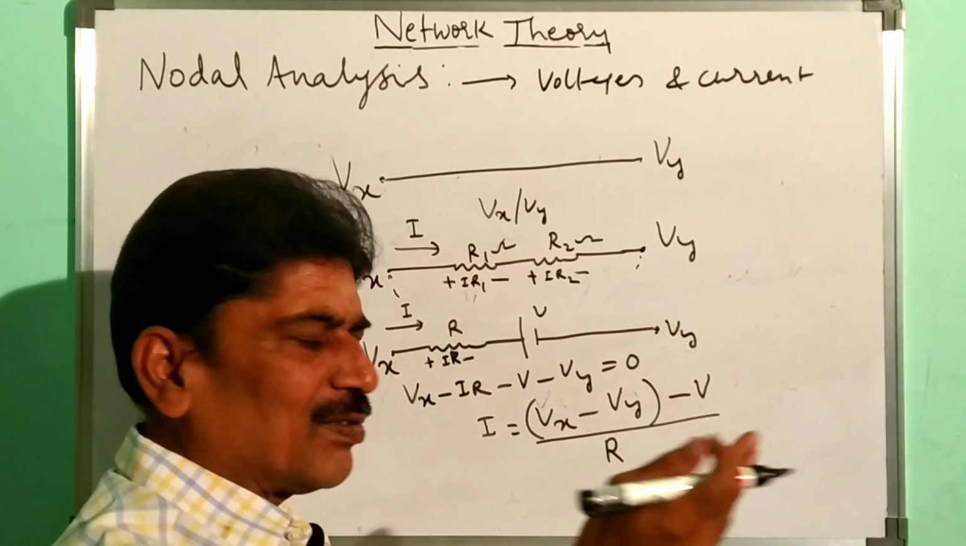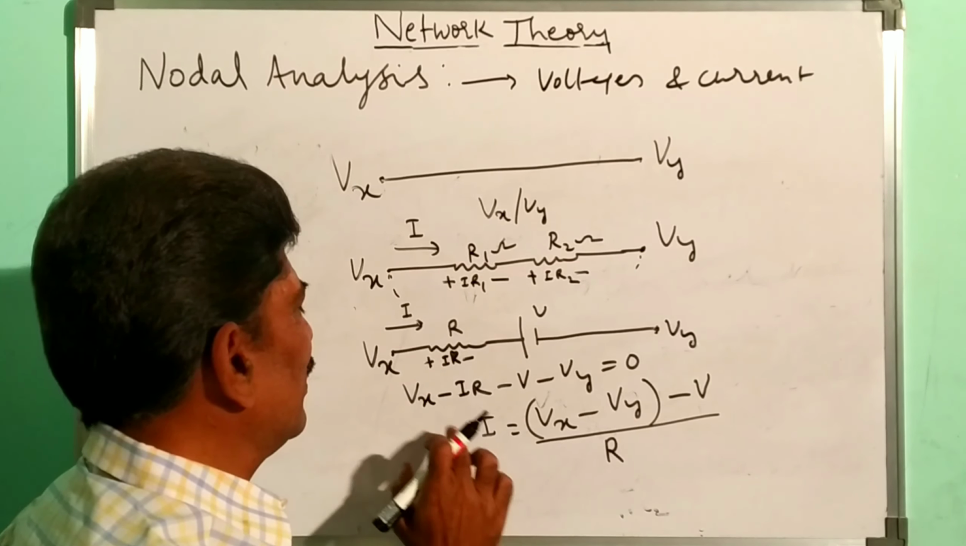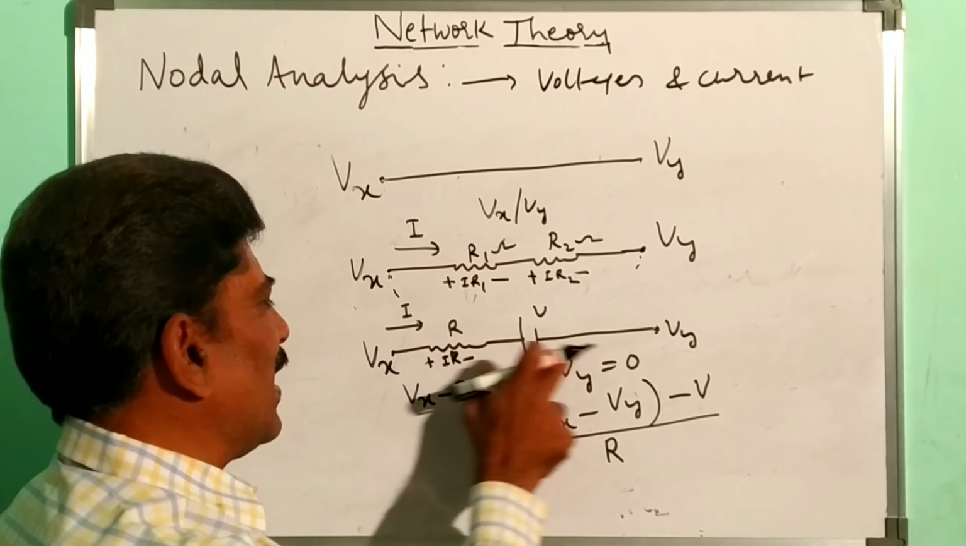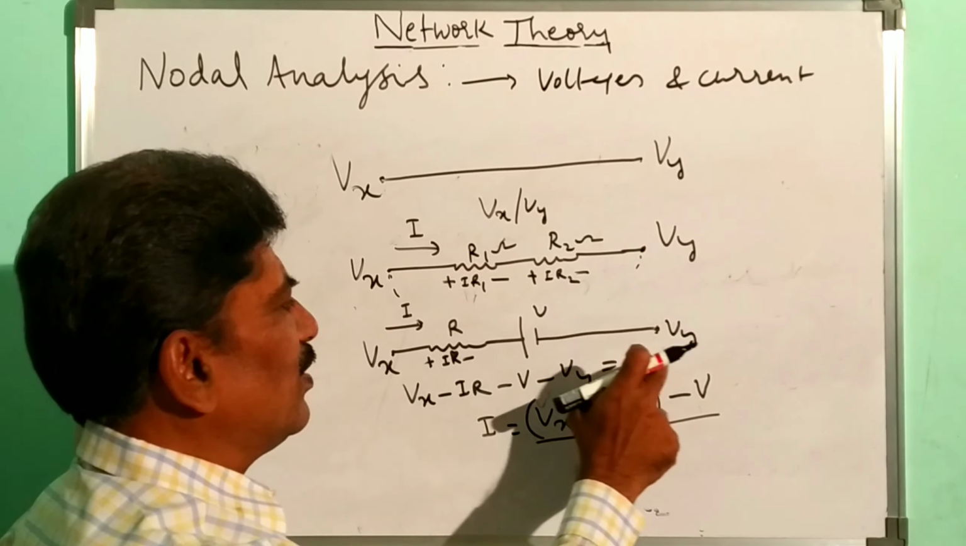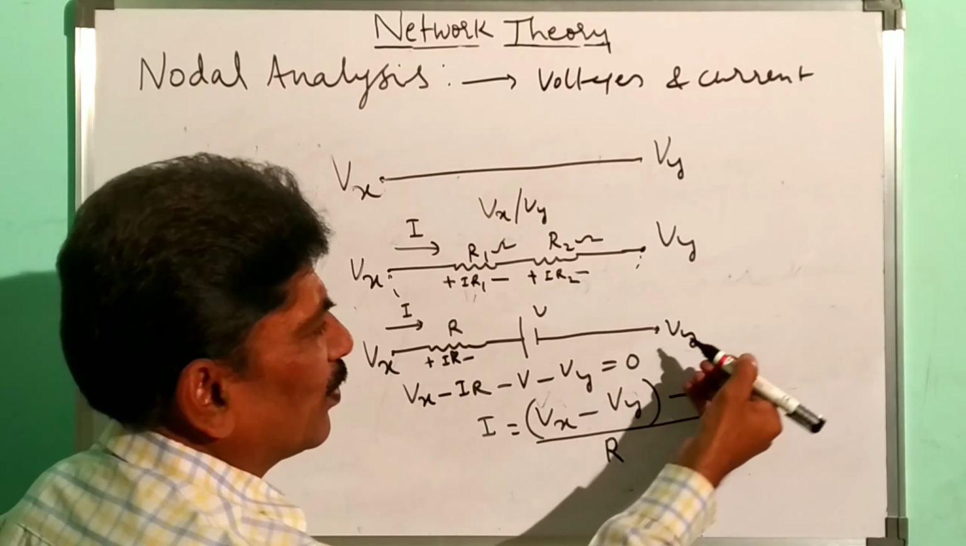If there are many resistances with that, add them up. Okay? The way of finding current which flows in this branch from Vx to Vy. If we move from this end also, we will get the same thing. So let us move from this end now.